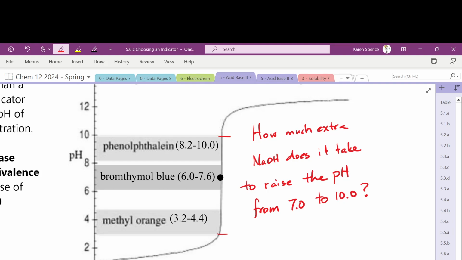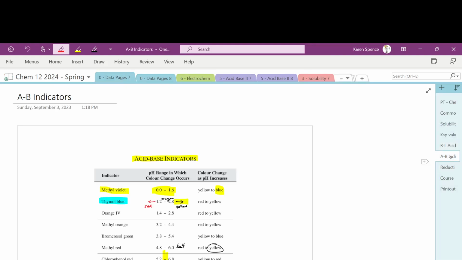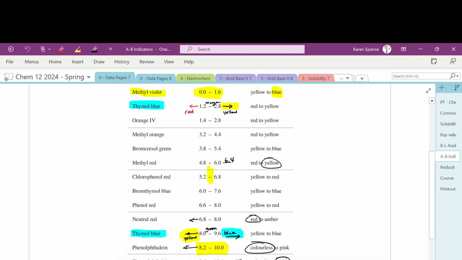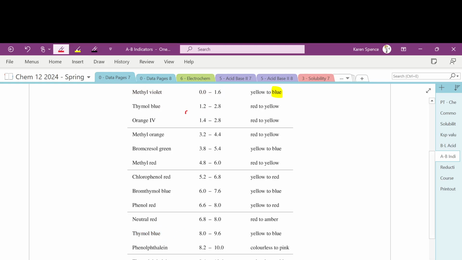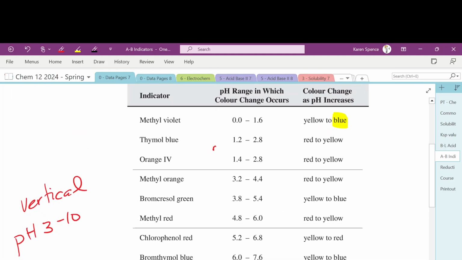Are there any other choices that we could make? Let's look on our data pages. So our vertical section, and generally they're not going to make you remember a vertical section. They'll give you a picture of a vertical section, right? And the vertical section was from pH 3 to 10, approximately there. So which indicators could we not use? That might actually be a faster way of going about it. We would not want to use who?